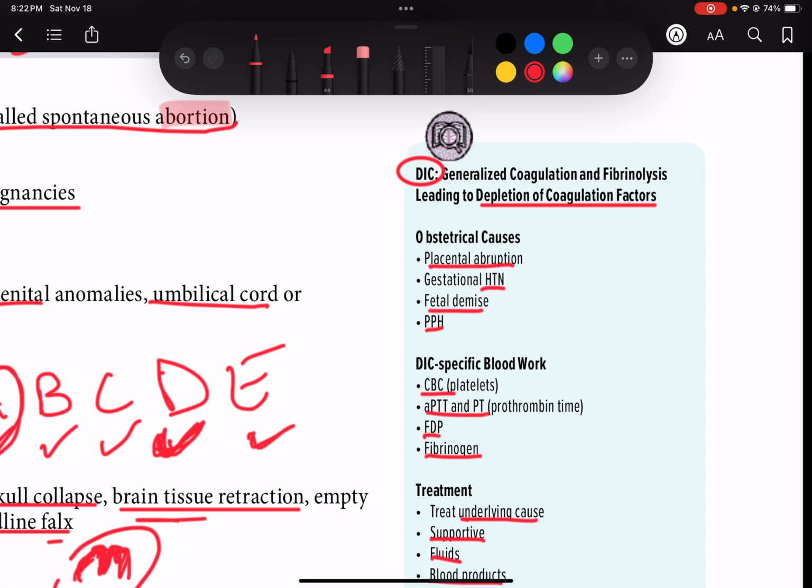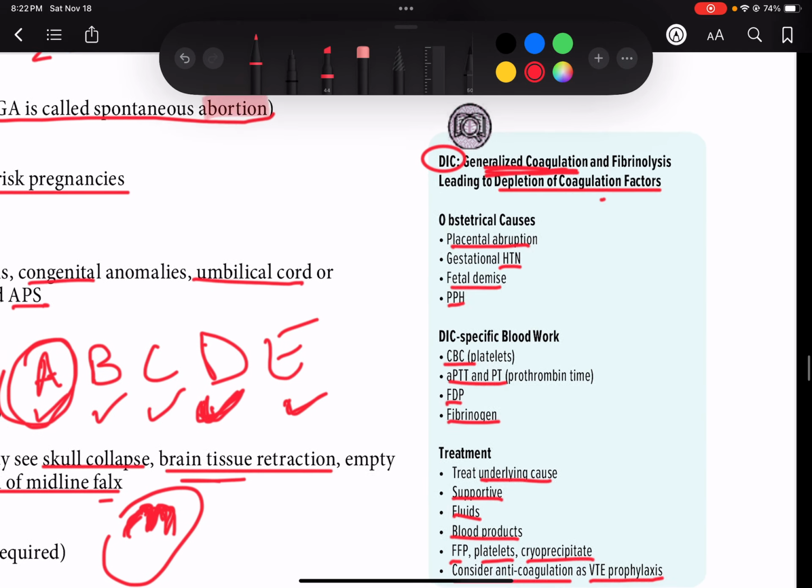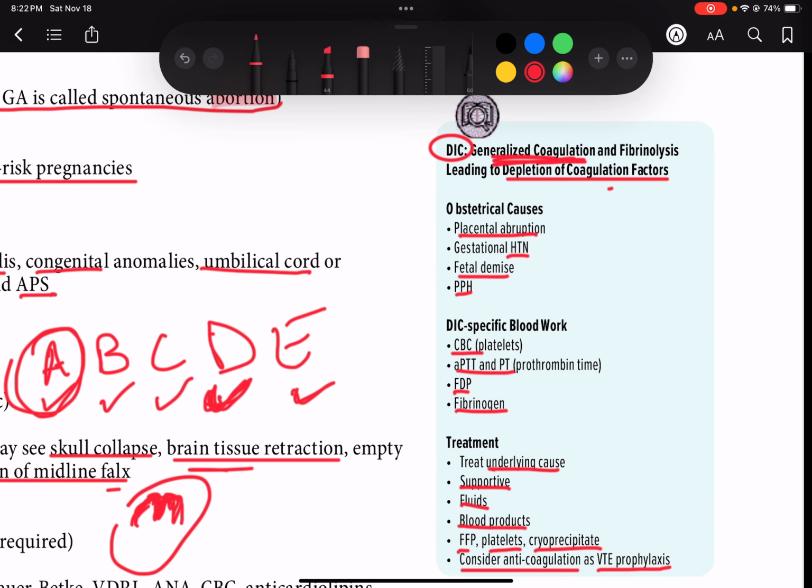And why does DIC happen? Because there would be generalized coagulation. Because of losing the baby, there would be coagulation. And because of the generalized coagulation, the coagulative factors would be depleted, and where they are needed, they will not be present there. So there would be rashes and whatnot. So DIC might be caused by abruption, gestational hypertension, fetal demise, and postpartum hemorrhage. So you want to make sure you know these causes. It is an important topic in obstetrics, DIC.